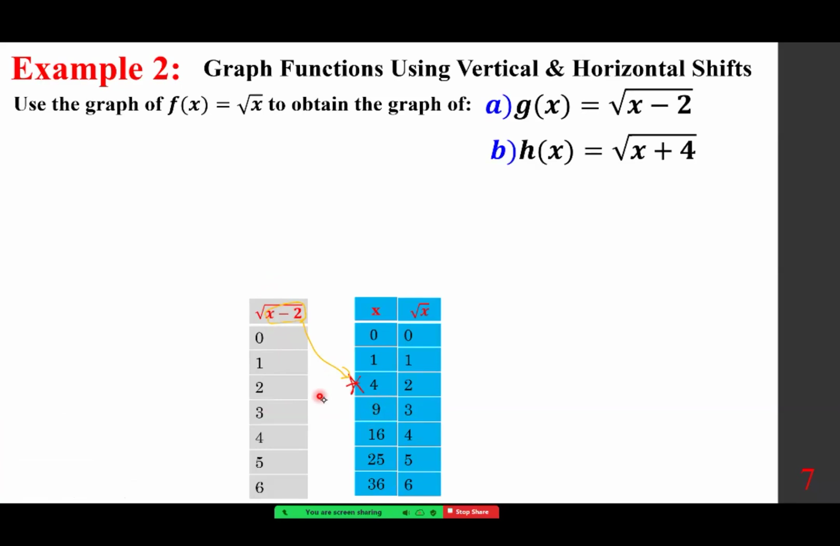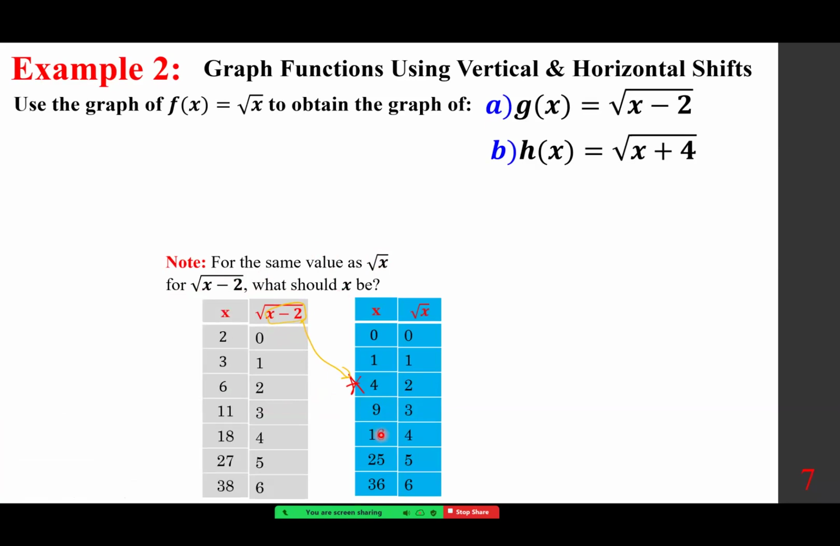In short, you see that we are adding 2. So for the same value as square root of x, for square root of x minus 2, what should x be? That's the question we are answering. And notice, if you look at the x coordinates for this one versus this one, all you have to do is just add 2 to this column.